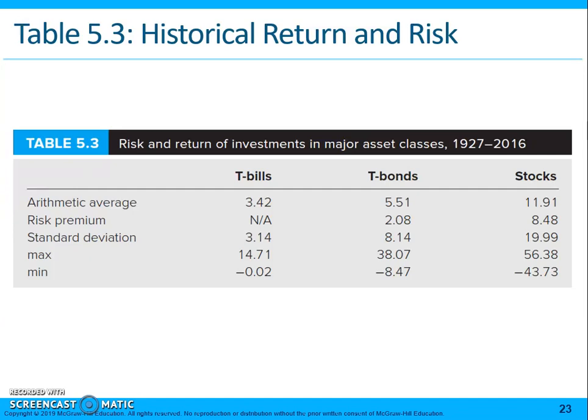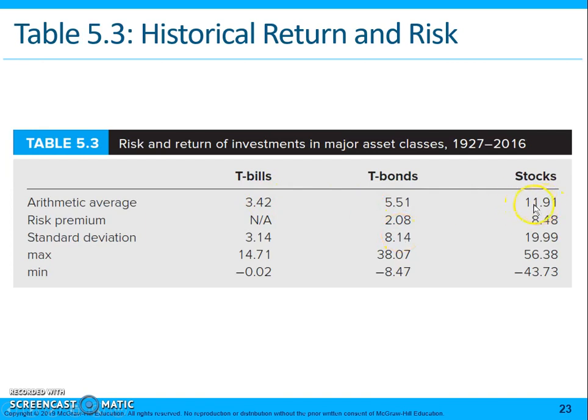So the risk and return on investments for major asset classes. Here we have table 5.3. The average for T-bills 3.42%. No risk premium there. So this is our risk-free asset. Treasury bonds, the arithmetic average of 5.5%. Risk premium 2.08. That's simply the 5.51 minus the 3.42.